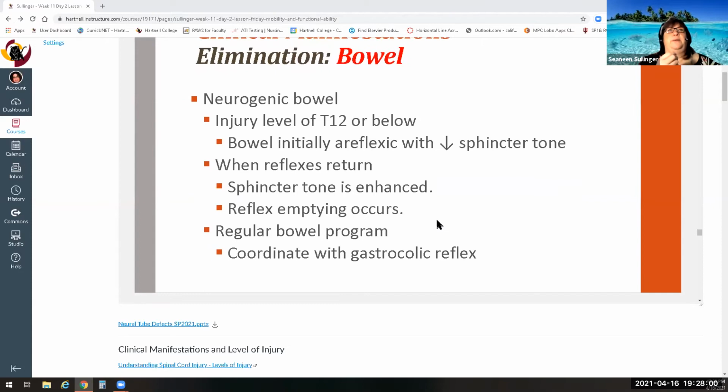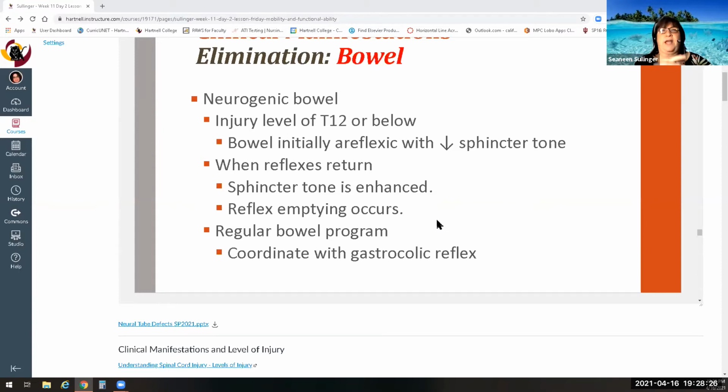And the bowel's initially areflexic, right? We lose our tone. There's no sphincter tone, and so they can just have stools whenever. And then when the reflexes start to return a little bit, the tone could potentially be enhanced almost too much. And then there's no control. And so what you want to do is do a regular bowel program again, which I have some good videos about.